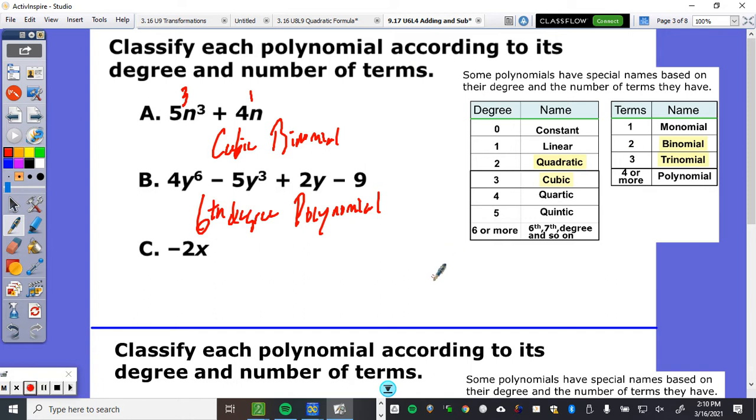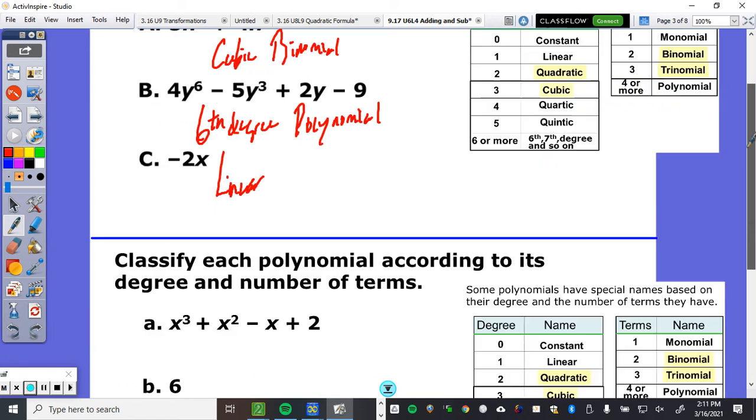All right. EJ, what's C? It's right up here, yes. Linear. Linear what? Monomial. Okay, good. Linear monomial.